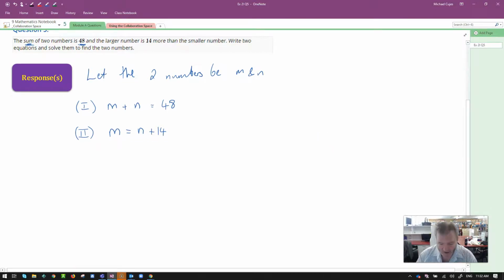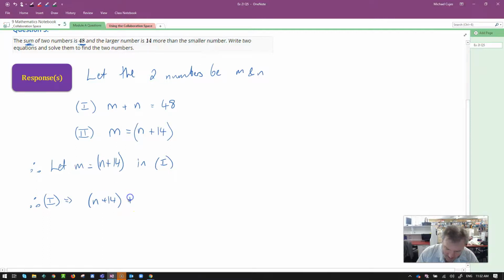We've got two equations, and we're going to do it by substitution, because here I've got a way of writing M. I could write it as N plus 14. So I say exactly that. Let M equal N plus 14 in, and I'll just keep the brackets around it, equation number 1. What does that do? Therefore, equation 1 is going to become N plus 14 plus N equals 48.